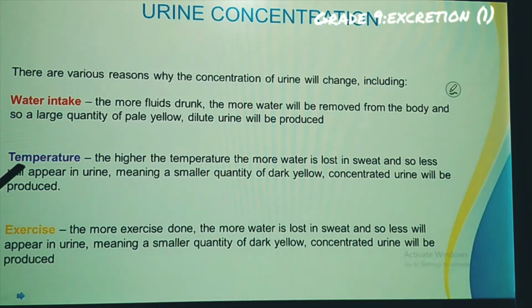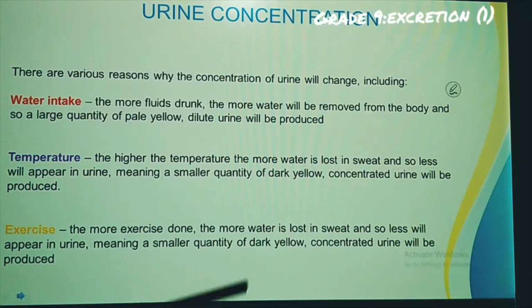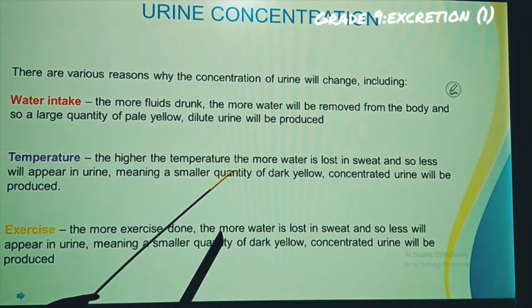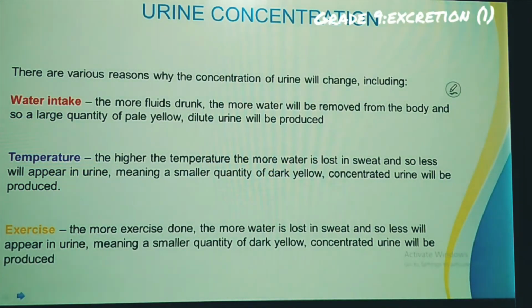Number two, temperature. The higher the temperature, the more water is lost in sweat. Because if the temperature is really high, you're going to sweat a lot. When you sweat a lot, the excess water leaves the body through sweating, so you have less water in your urine. So it means you have a smaller quantity of dark yellow concentrated urine. That's what you produce, due to water lost through sweating.